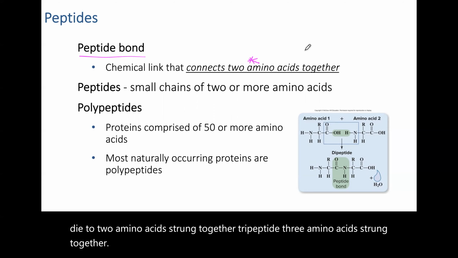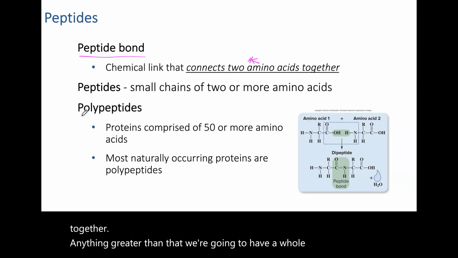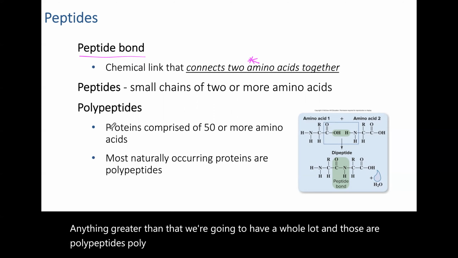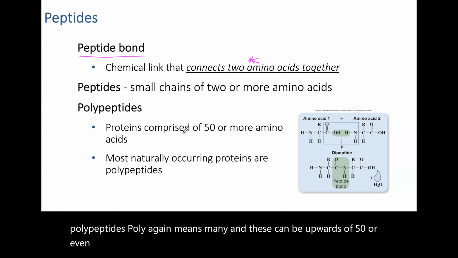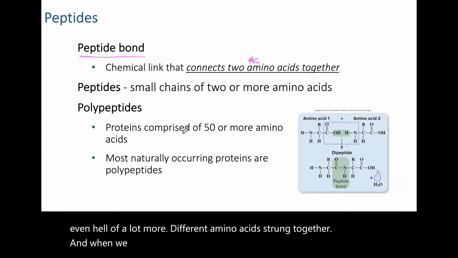Anything greater than that, we're going to have a whole lot. And those are polypeptides. Poly, again, means many. These can be upwards of 50 or even a lot more different amino acids strung together. And when we think of proteins, the most naturally occurring ones, everybody, are polypeptides.